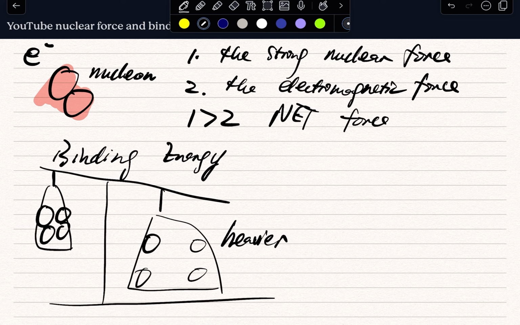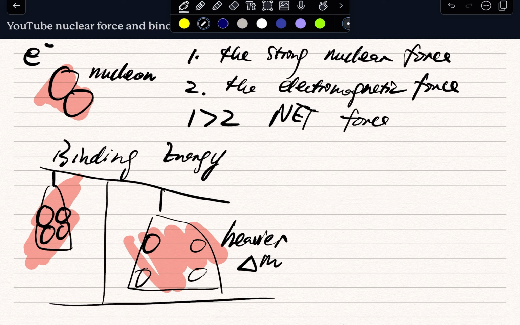Because according to the conservation of mass and energy, the total mass and energy before the reaction should equal the total mass and energy after the reaction, right? So why is there this delta M, this difference in mass? Why does this delta M exist? Who's going to make up for that? So you can think about it this way.